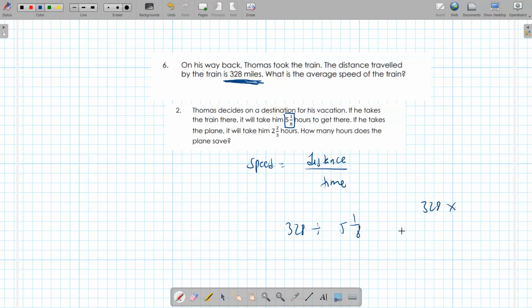Right, so 328 divided by, 8 times 5 is 40, so 41/8, and we flip this, right? 328 times 8/41, like that. And then you just multiply it. This one we may need a calculator though. Unless, let me see if 328 is divisible by 41. It is. 328 is divisible by 41.